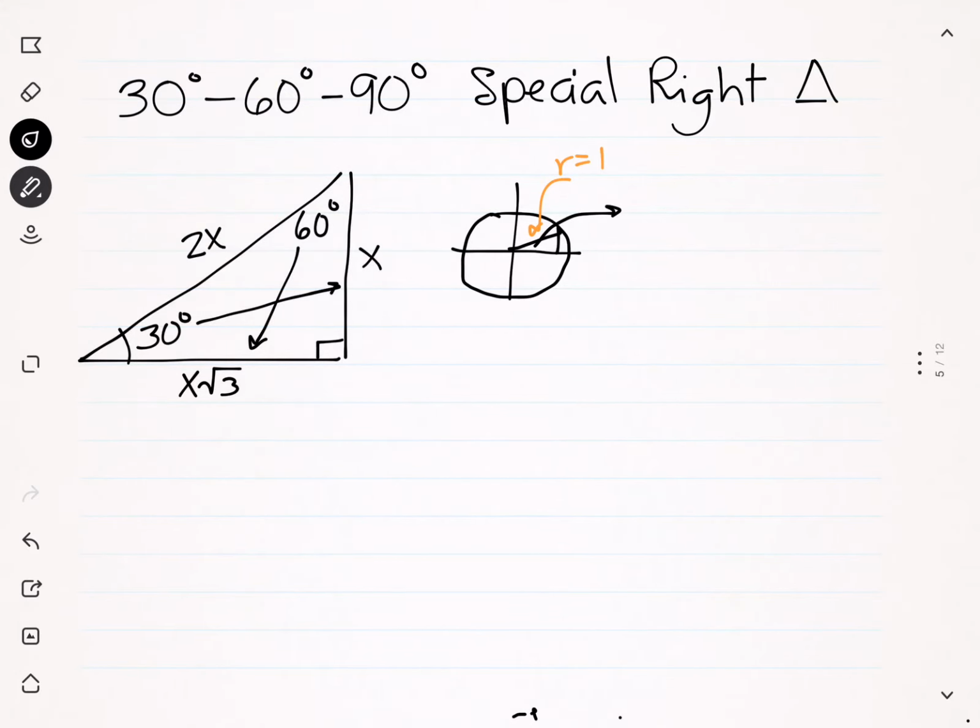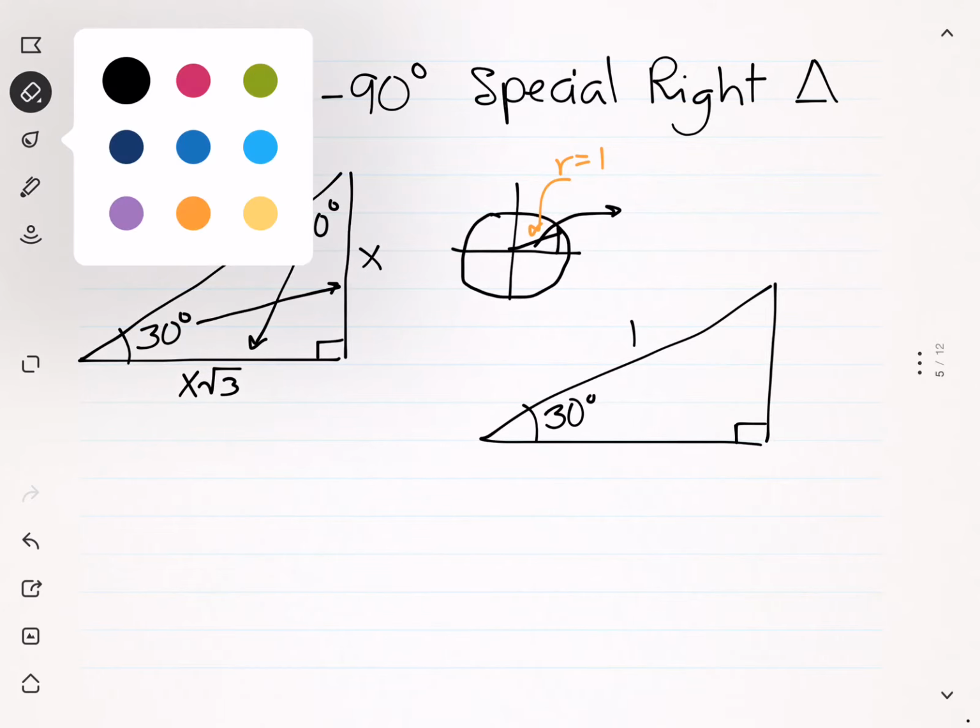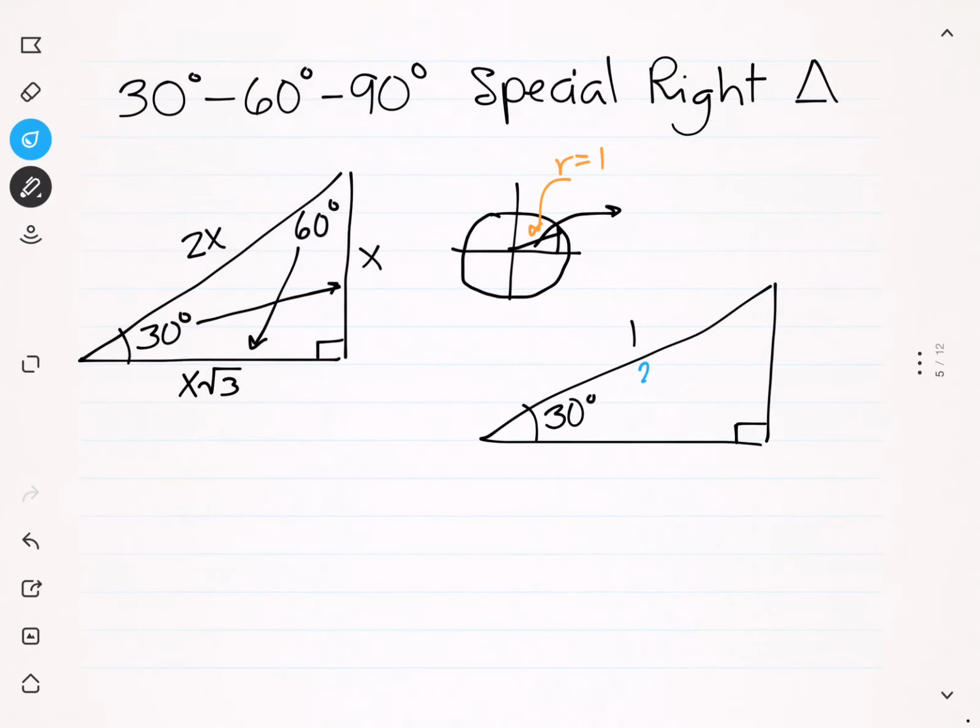So we're going to solve this 30-60-90 triangle, assuming that the hypotenuse is 1, because that's the radius of the unit circle. Sometimes I like to write the theorem right in here. So the hypotenuse is going to be 2x, the side opposite the 30-degree angle is going to be x, and the side opposite the 60-degree angle is going to be x root 3.